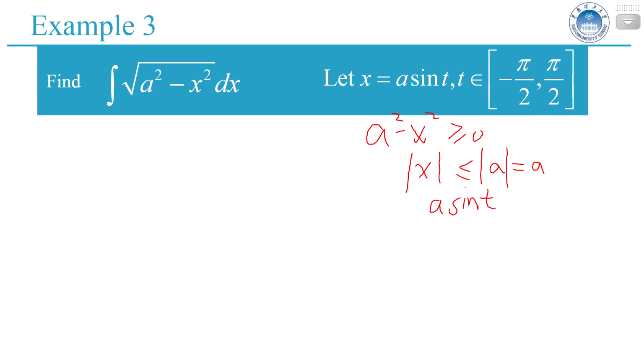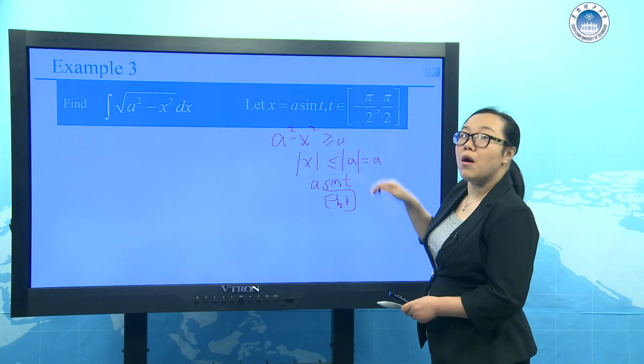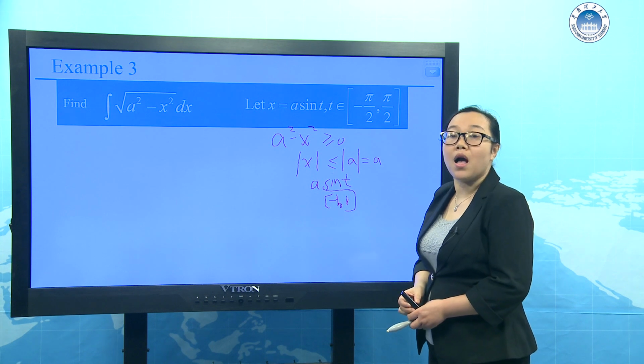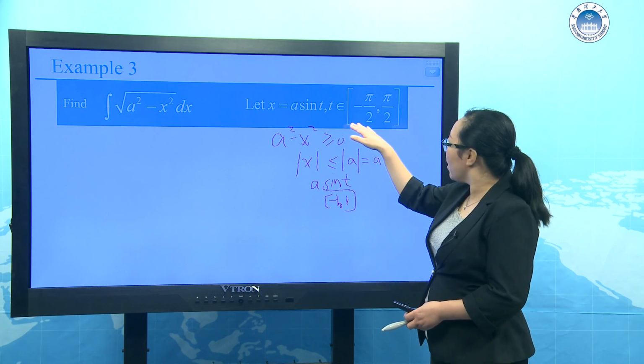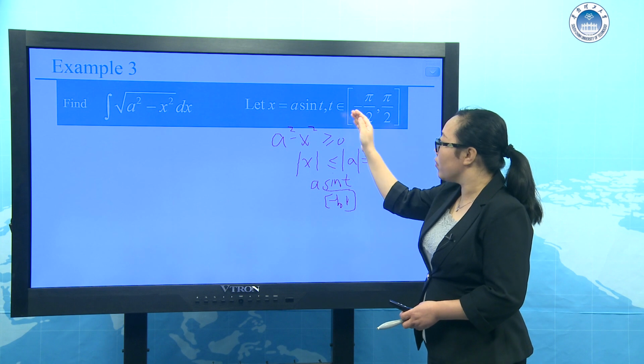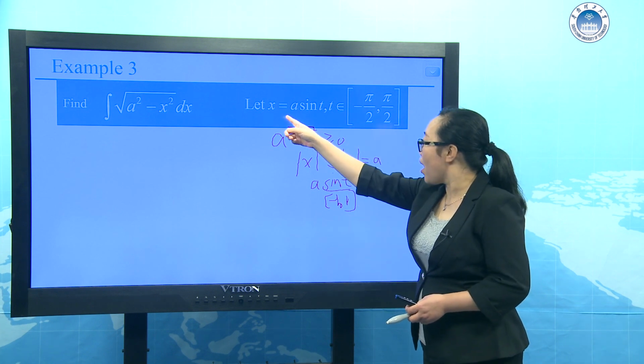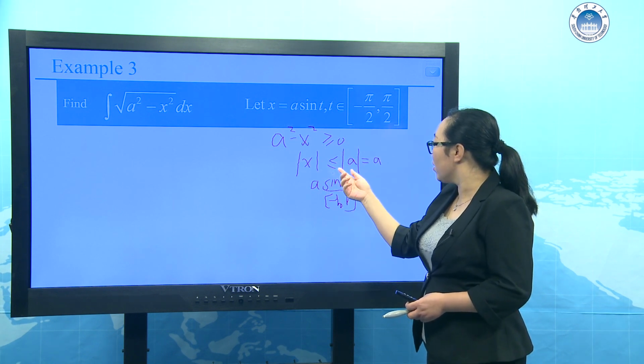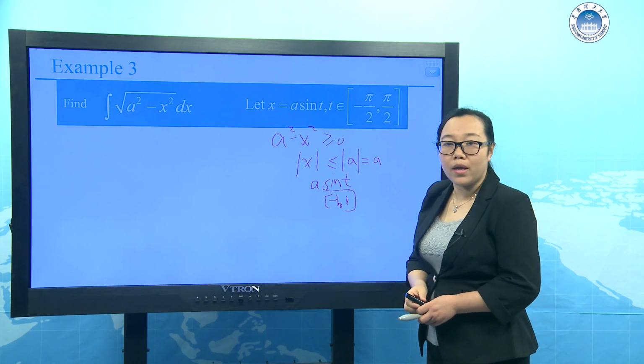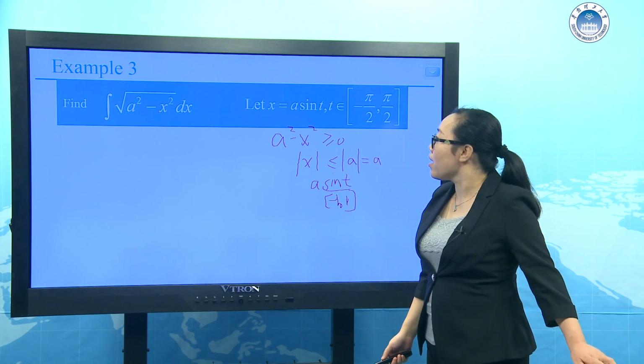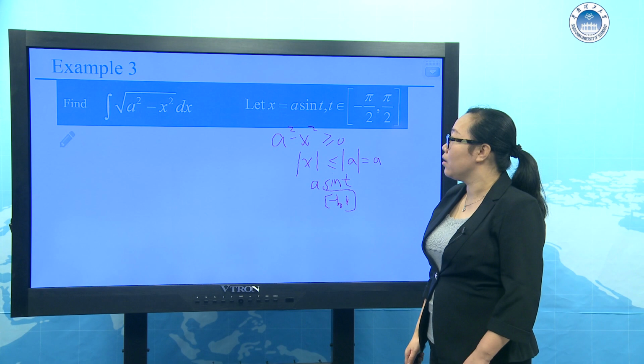The domains are equal, so sine t is between -1 and +1. This means the corresponding t belongs to [-half pi, half pi]. Pay attention to the domain of t, such that x is between -|a| and |a|. So we can write x equals a sine t.